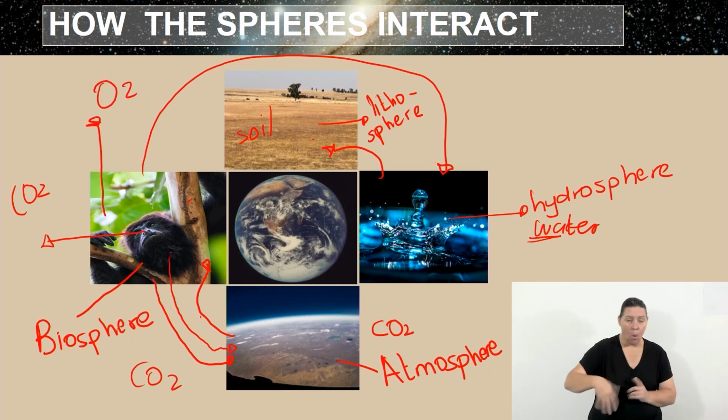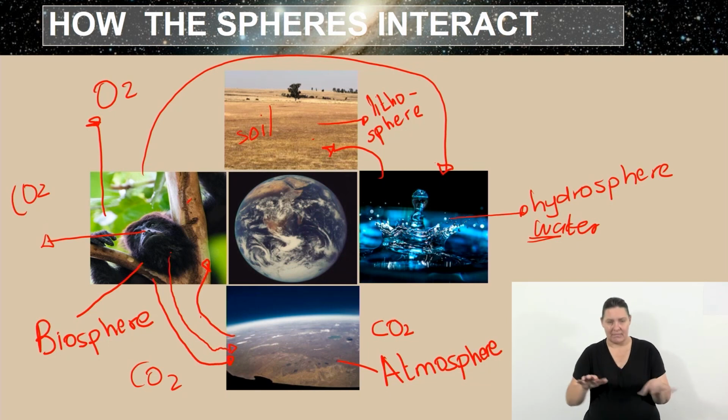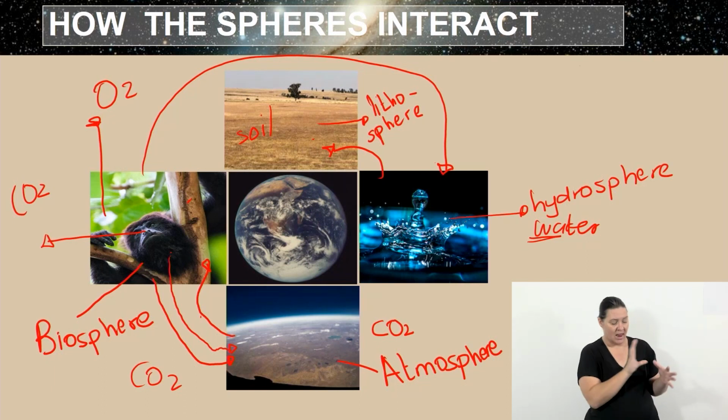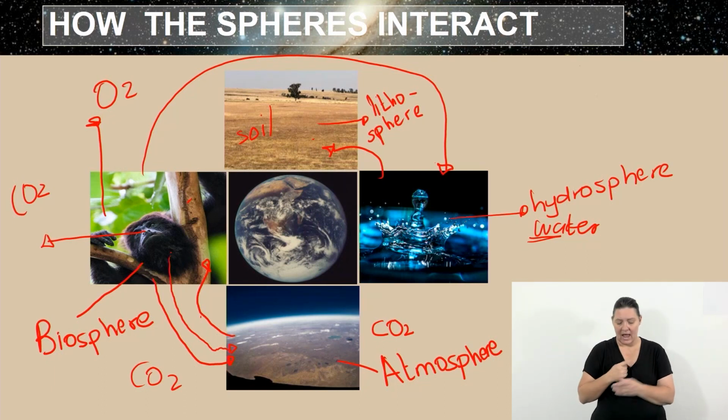And all of these gases are released into the atmosphere. They are released by living things, which means that there is an interaction between the atmosphere and the biosphere. Remember that there is a link between photosynthesis and the spheres of the Earth.